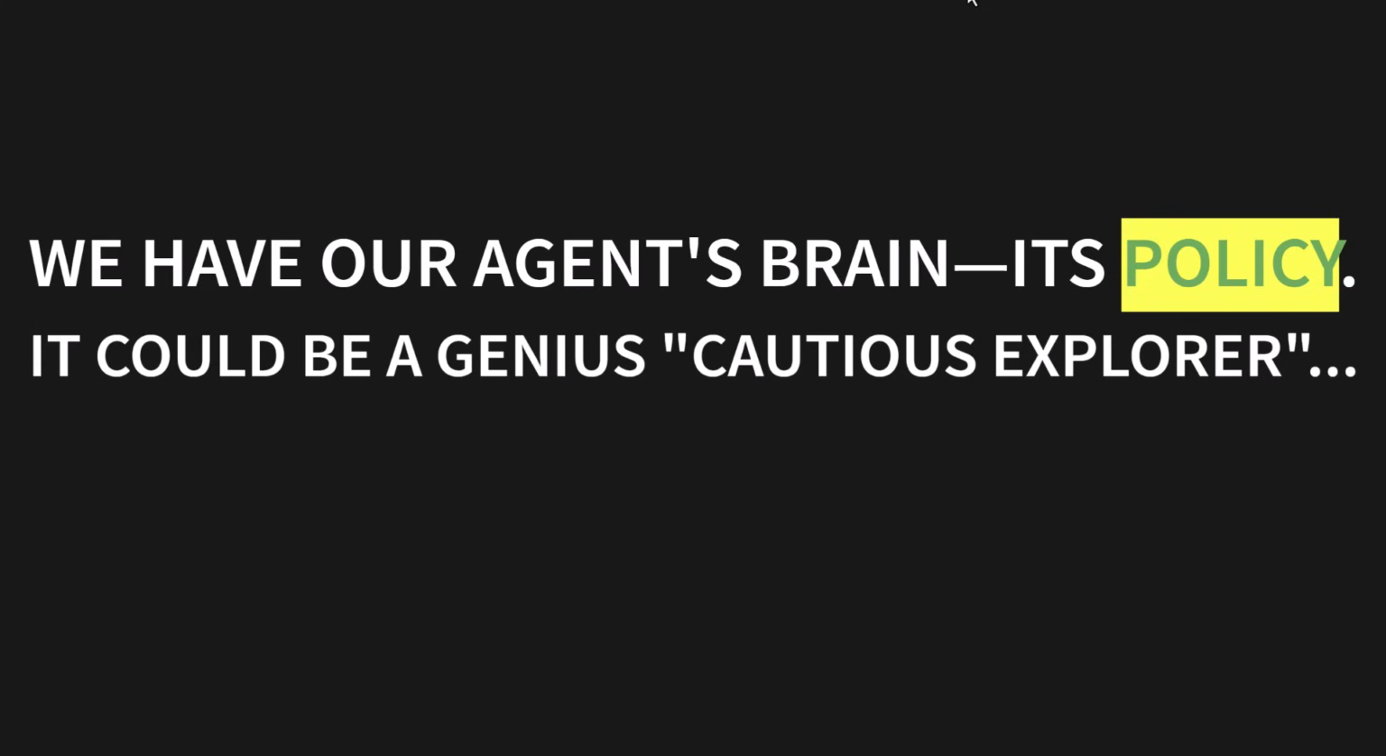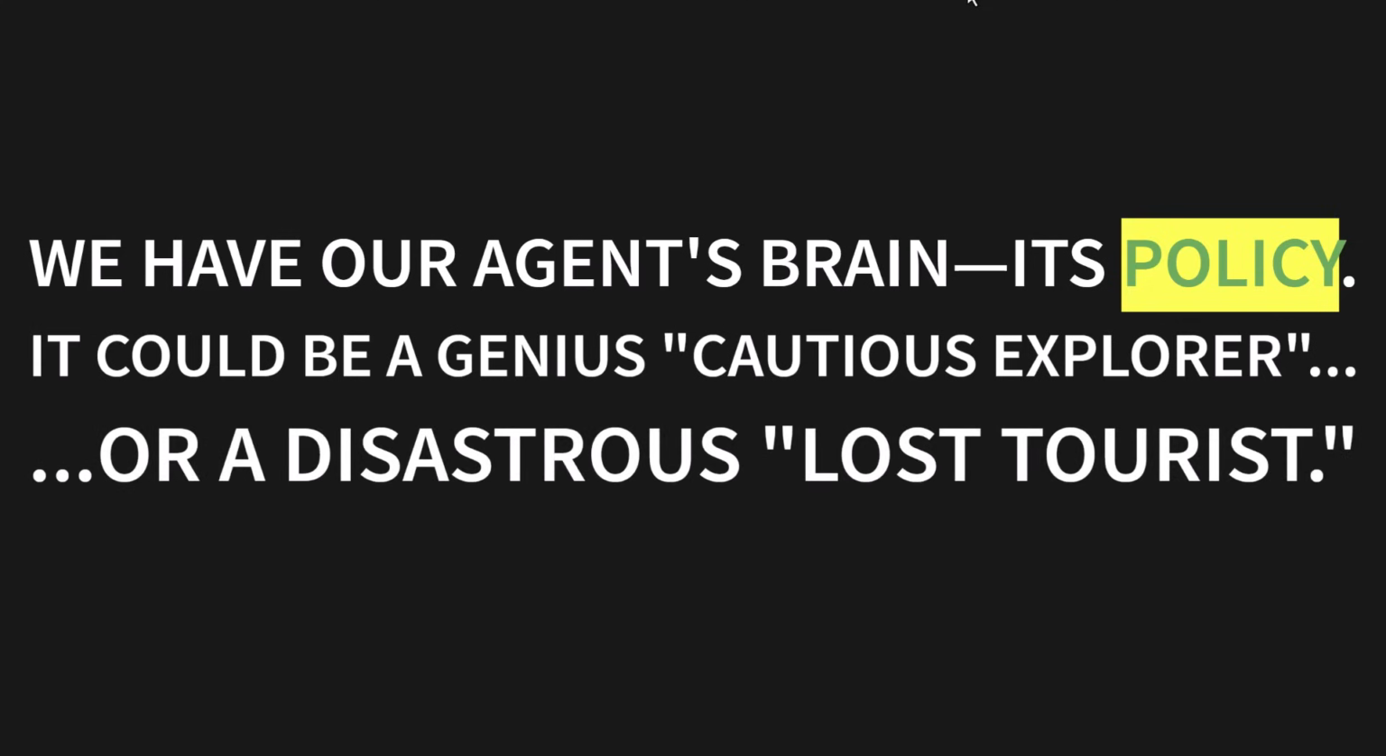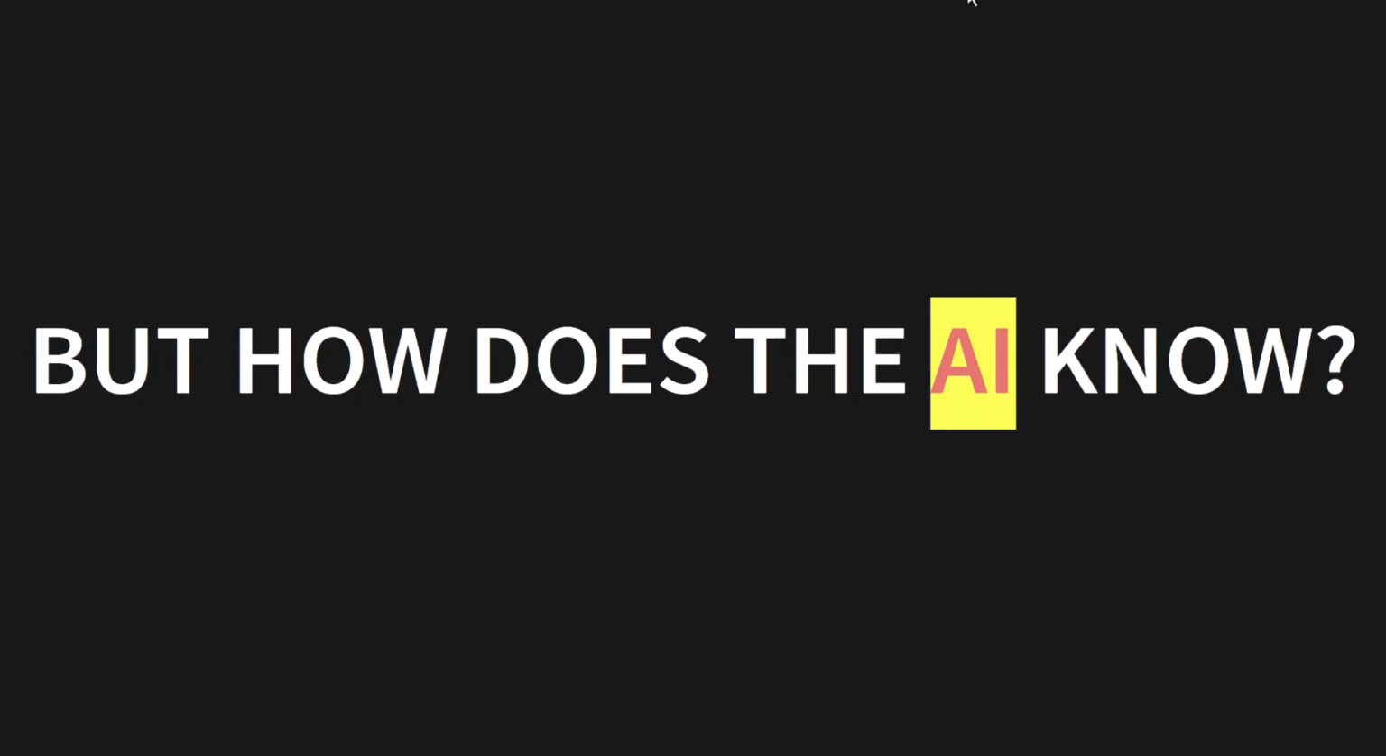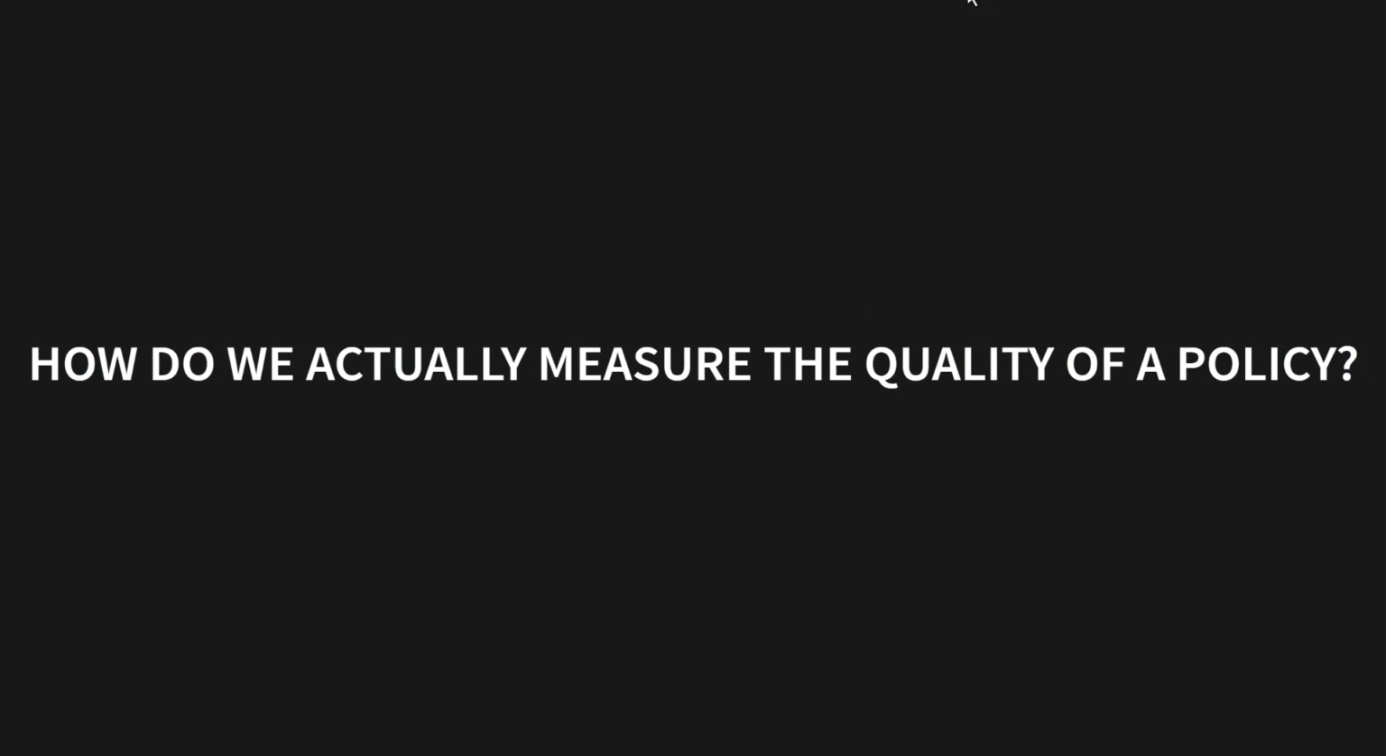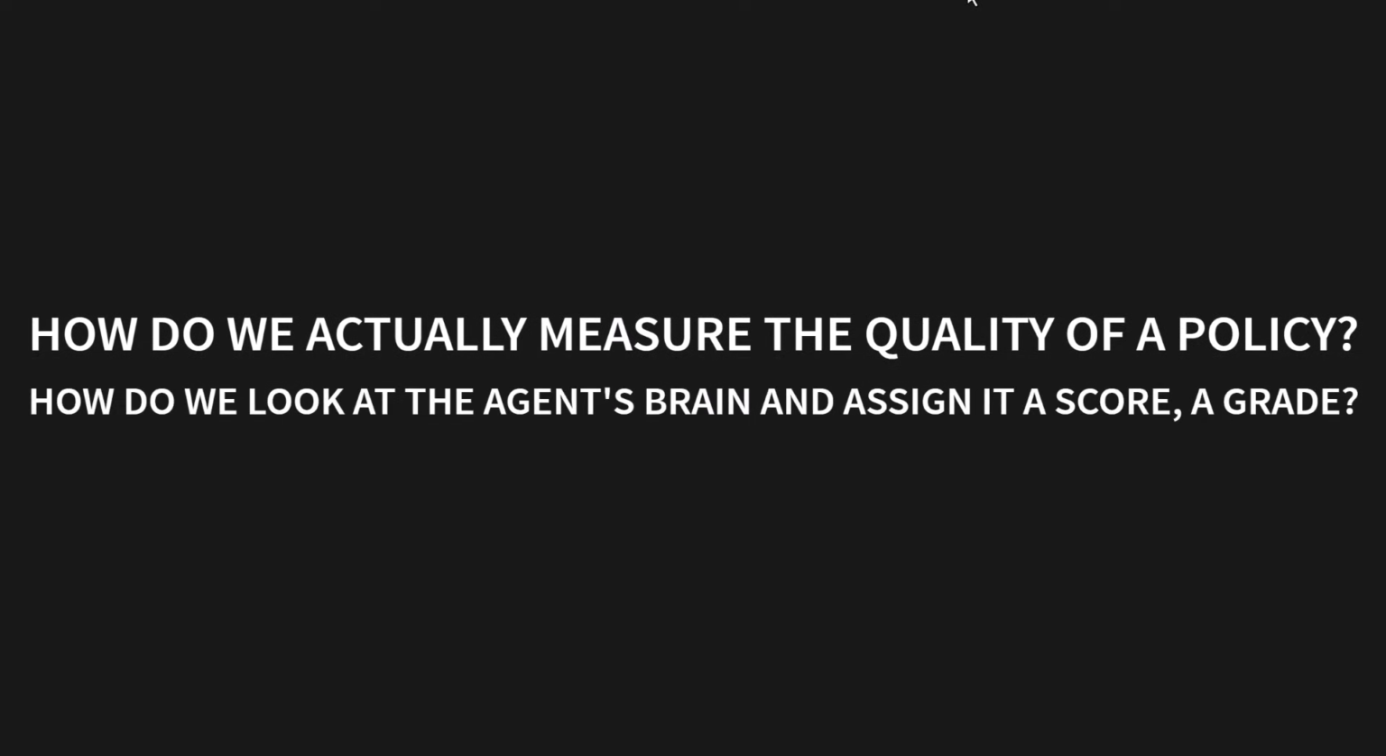Okay, we've hit a critical point. We have our agent's brain, its policy. It could be a genius, like our cautious explorer, or it could be a complete disaster, like the lost tourist. Intuitively, we know one is brilliant and the other is a catastrophe. But how does the AI know? How do we actually measure the quality of a policy? How do we look at the agent's brain and assign it a score, a grade? We can't just say, this feels good. We need numbers.